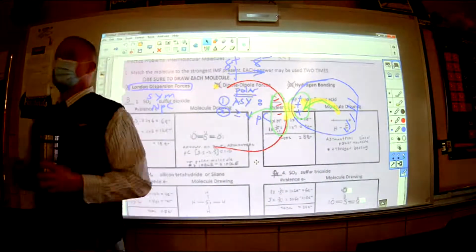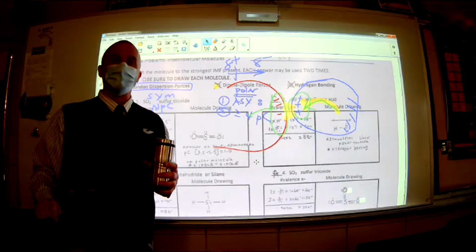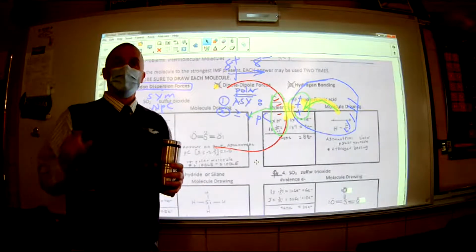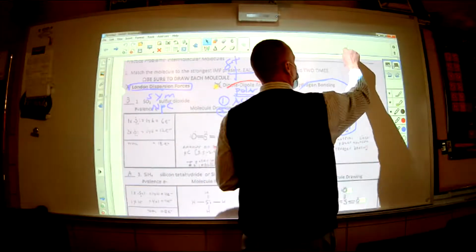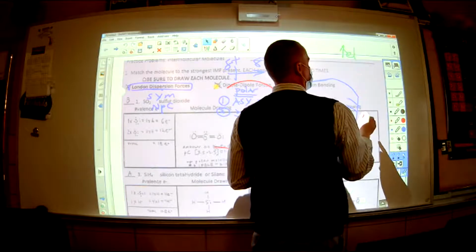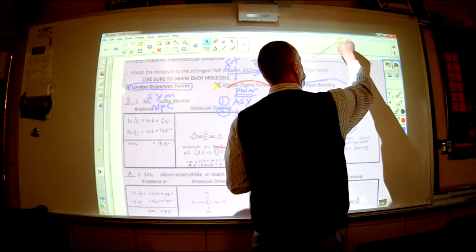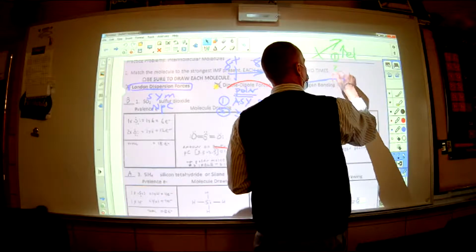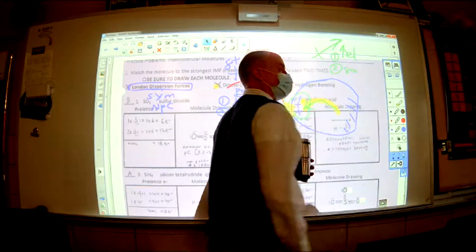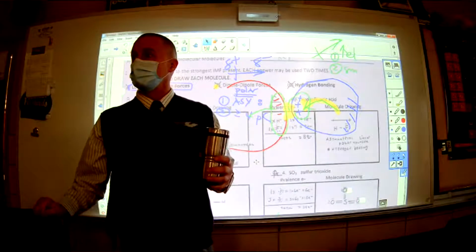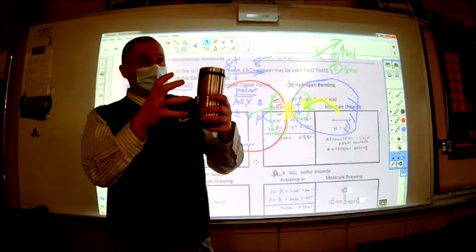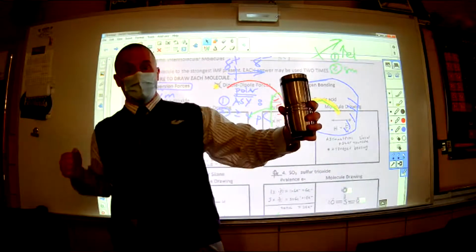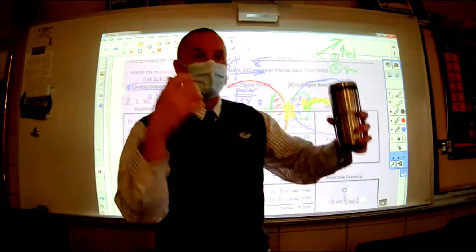But what would make London stronger? With a dipole, we are looking for big differences in electronegativity. That makes it stronger. Dipoles get stronger when we have a big difference in electronegativity and we have small atoms. Yes? Because it's concentrated. And the stronger they're pulling the electrons to them, the stronger the dipole is.